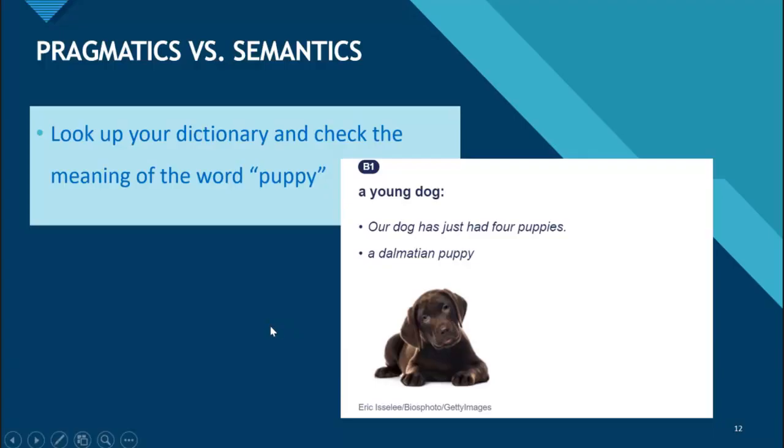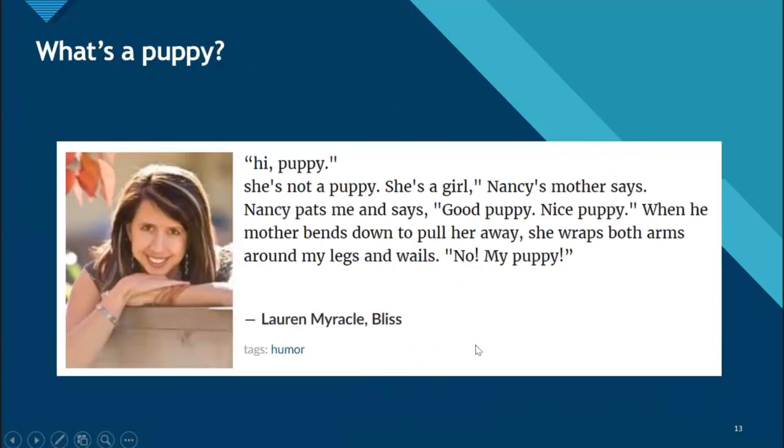And I would like you to look at this one. This is an extract by Lauren Miracle, and this is actually a story, a novel. And we have an extract: Hi, Bobby. She's not Bobby, she's a girl. Nancy's mother says, Nancy pats me and says, good puppy, nice puppy. When her mother bends down to put her away, she wraps both arms around my legs and waist. No, my puppy. Okay, so can I ask you, the puppy in this extract, what does it refer to?